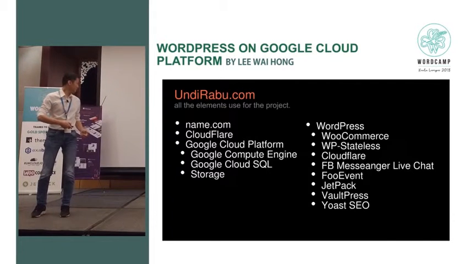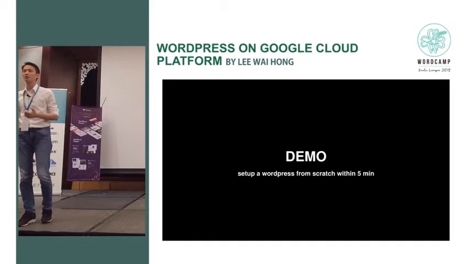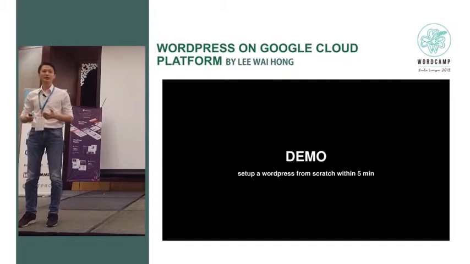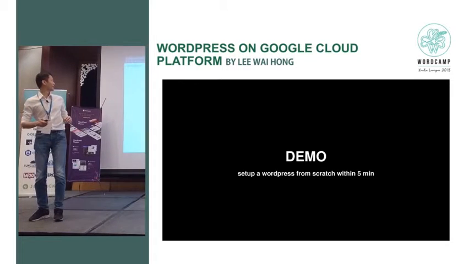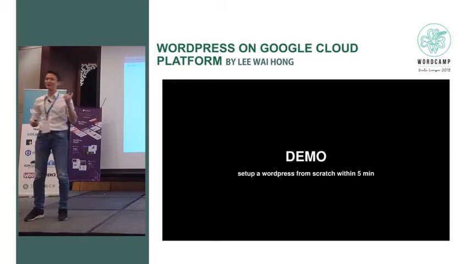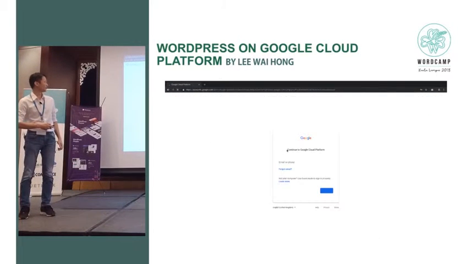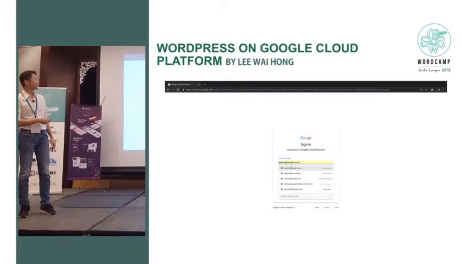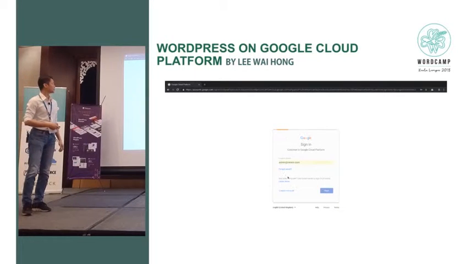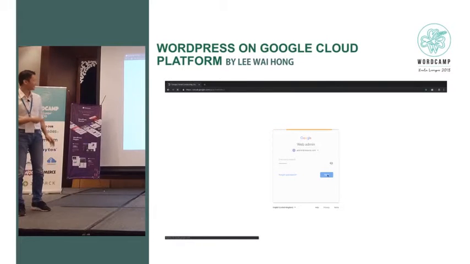So I will do a quick demo of how you can set up your WordPress on Google Cloud Platform within 5 minutes. Of course, I will do a video recording. So this is how it works. First of all, you go to Google Cloud and sign in with your account.